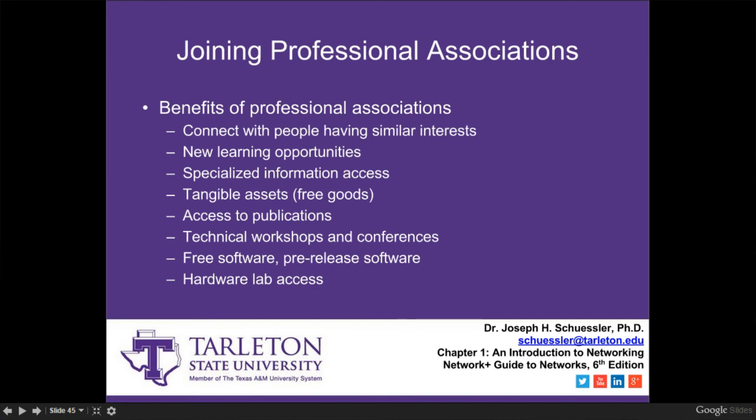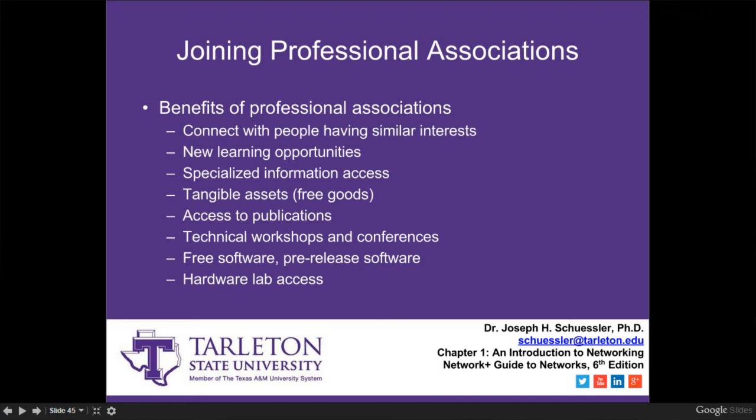Something you can do that I think is really beneficial is join a professional organization. There are a number of those out there. Here on Tarleton's campus, we have AITP. We have a chapter for that. There are others out there. There's ISA, for example. There's ACM. There's a number of different professional organizations that you can potentially join, but it allows you to connect with people that have a similar interest.